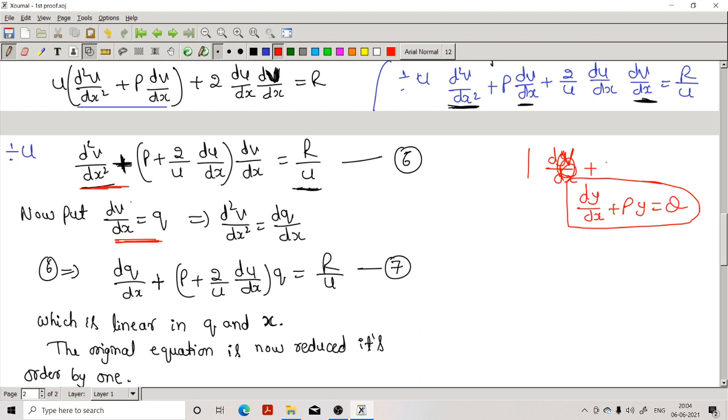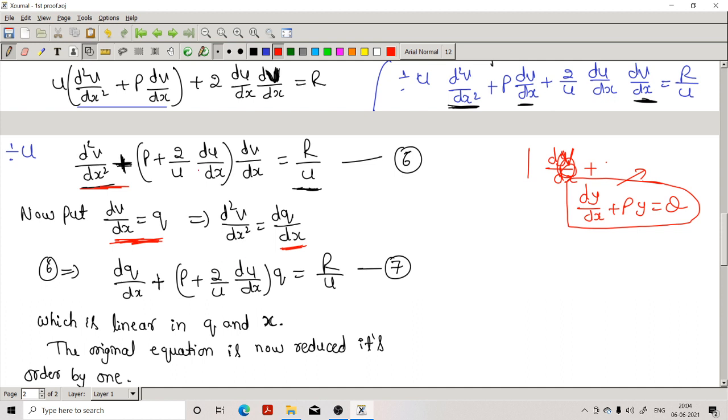It will reduce us to the known methods, that is, it may be variable separable form, or it may be a linear differential equation of order 1. Therefore, we are substituting dv by dx as q. Again differentiate this. d square v by dx square is not q square, because differentiating, you will get correspondingly dq by dx.